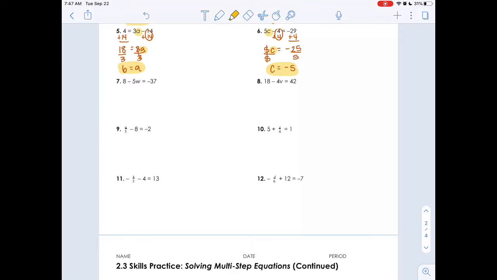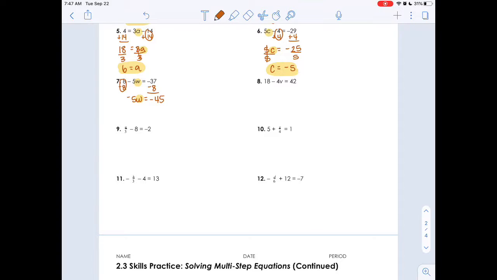Looking at number 7, I have 8 minus 5w equals negative 37. Our variable here is w. The first thing I'm going to do is get rid of this 8. It's a positive 8, so I'm going to subtract 8 from both sides. 8 minus 8 is 0, which will leave me with a negative 5w equals negative 37 minus 8, which means we're going to really add those values and they'll stay negative, so negative 45.